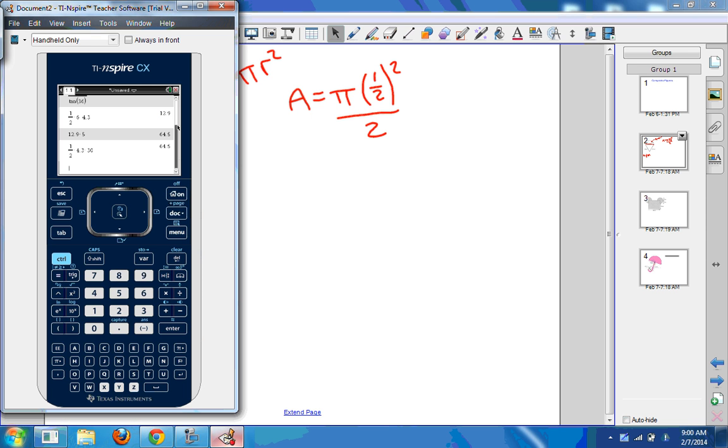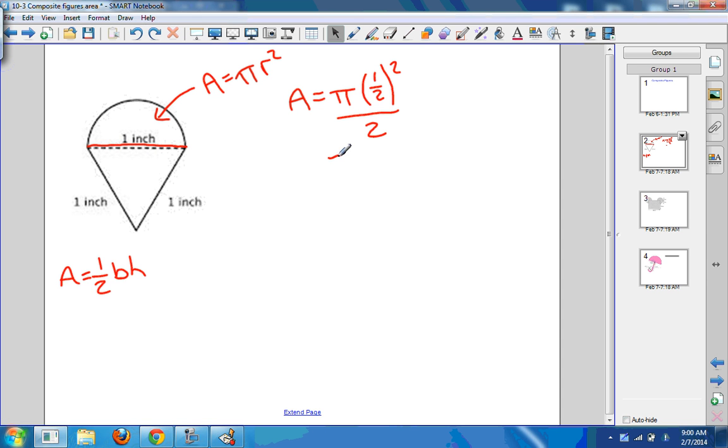Let's bring up our calculator and do that. So we have pi times parentheses 1 divided by 2 squared, all divided by 2. And we get 0.392699, round that to 0.4. So it's equal to 0.4, in this case, it's going to be inches squared.